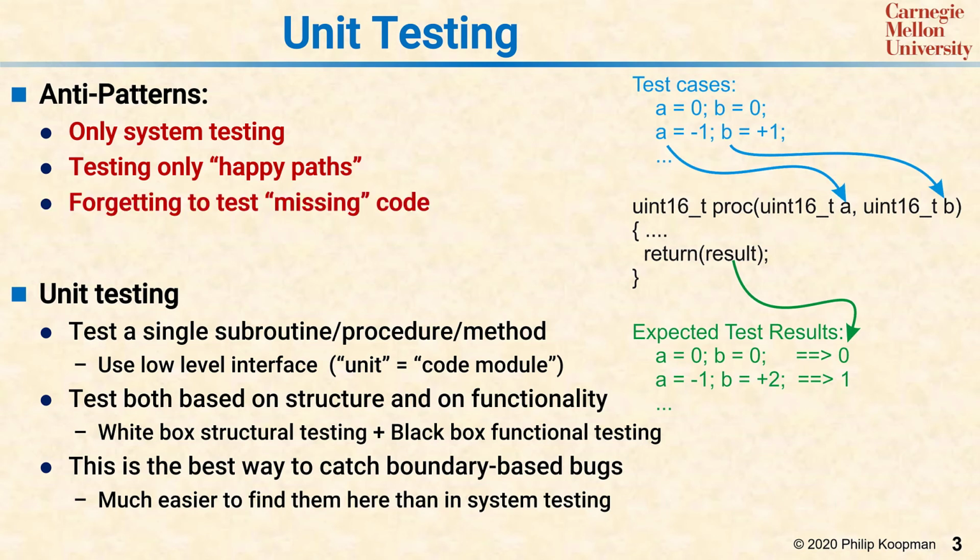A subtle but critical anti-pattern is forgetting to test missing code. Sometimes there are pieces of code that should be there that aren't, and if you look at the code and say, well, we're going to just test based on what's in the code, you won't ever think of those sorts of things such as exception handlers or missing special conditions, because they're not in the code and it didn't occur to you to test things that you're not looking at in the code.